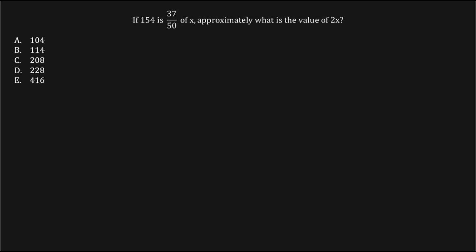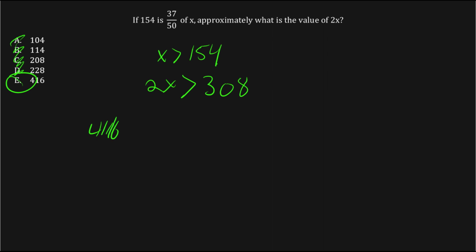If 154 is 37/50ths of x, approximately what's the value of 2x? All right. If this is part of 1x, right? So x is going to be bigger than 154. 2x is definitely going to be bigger than 308. Because that's twice as much. All right, I didn't even bother calculating. 416. None of these are even, it can't be, right?